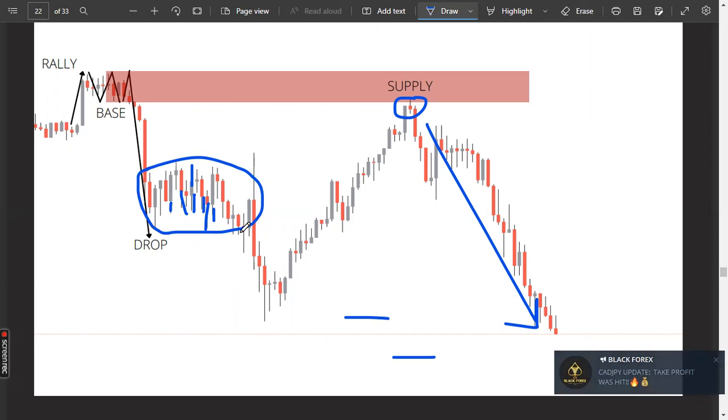But here you don't see wicks. That means it is only sellers here. You see very small wicks. It's all about sellers here. That's why we say a strong momentum. Impulsive move. That structure.